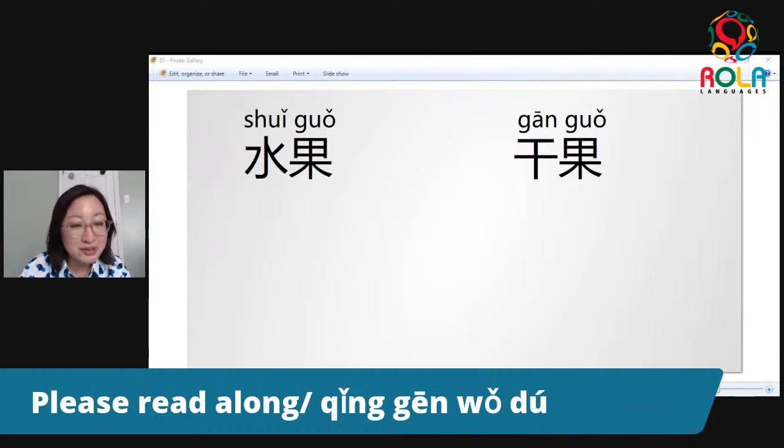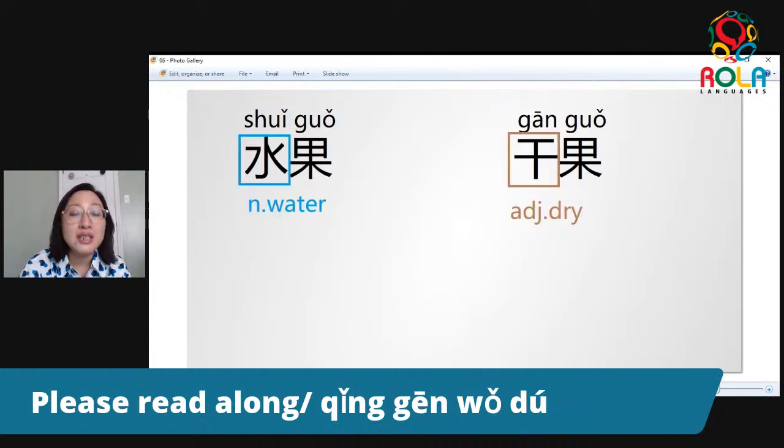We've learned 水, right? It shouldn't be a new word to you guys by now. So 水 is a noun. It means water. And respectively, 干 is an adjective. It means dry. Like say, 我口很干, my mouth is dry, which is true. I forgot to grab some 水 before I started this live.